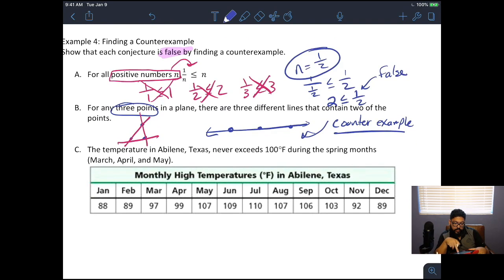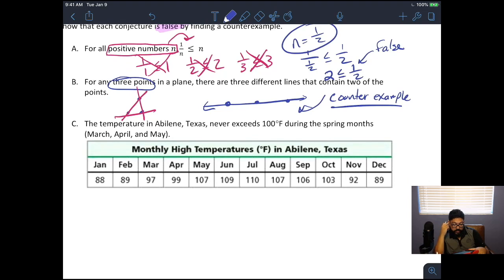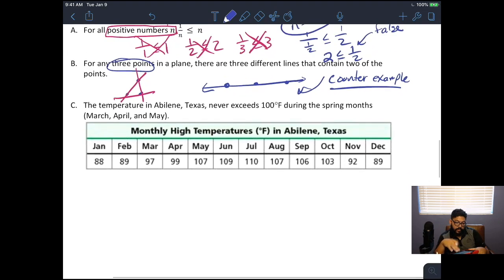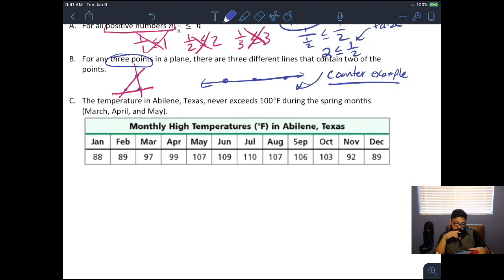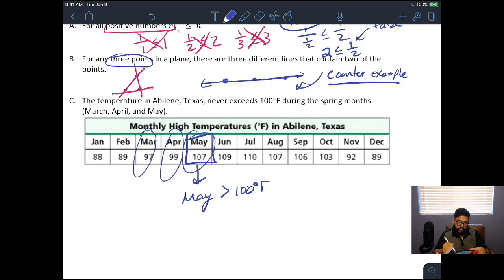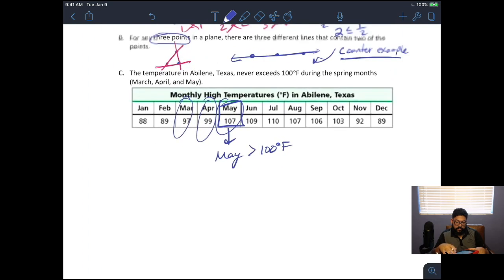The temperature in Albany, Texas never exceeds 100 degrees Fahrenheit during the spring months of March, April, and May. So let's look here. Never exceeds, so it's March, April, May. Oh, May is our counterexample. May is greater than 100 degrees Fahrenheit. So our counterexample can also be something inside of our data.